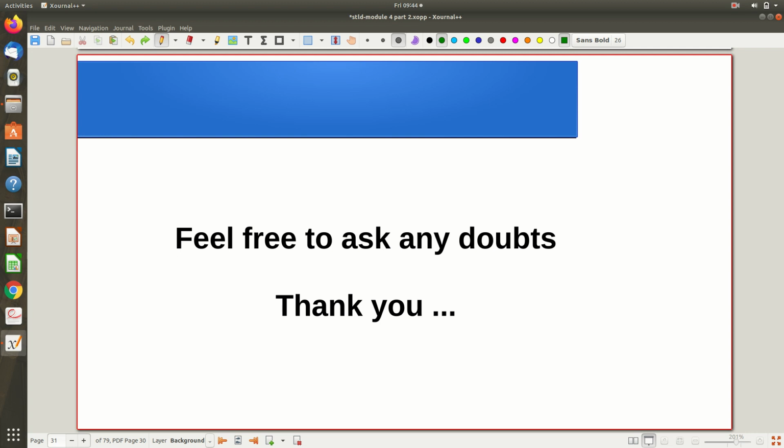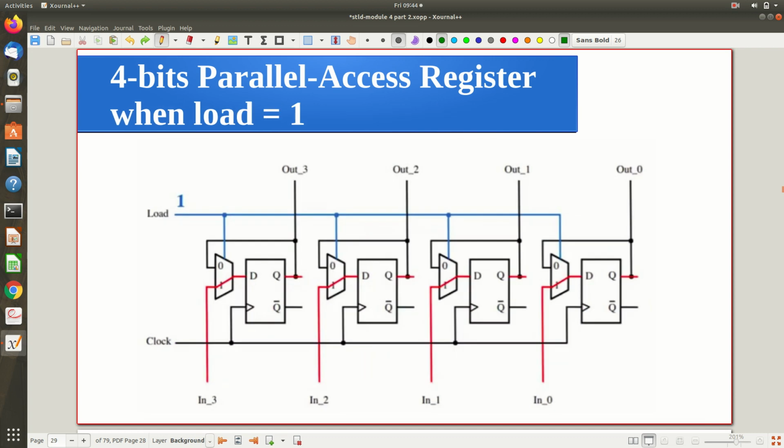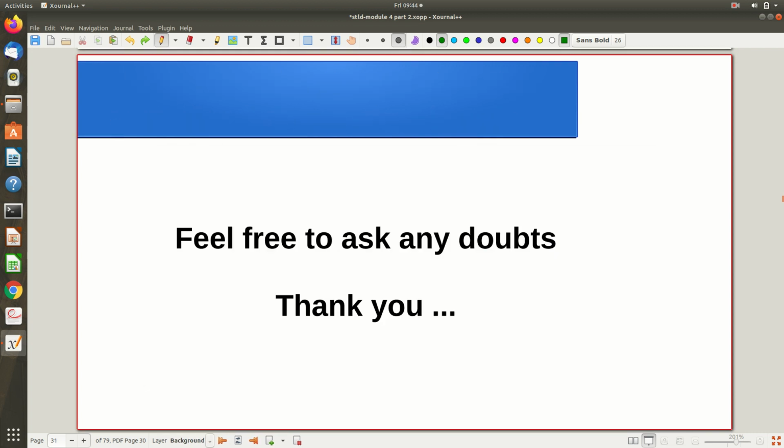So we just saw the parallel in parallel out register, but with that load input. Okay, that load control input.